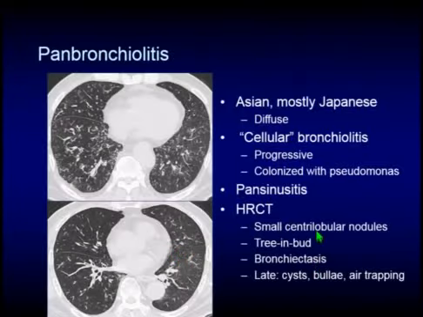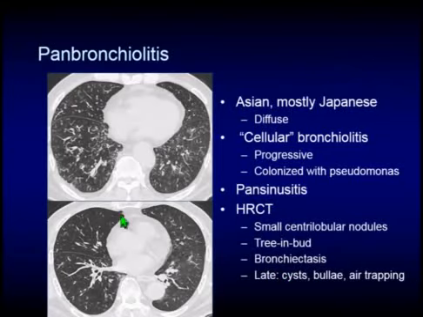Panbronchiolitis is seen in Asians, mostly Japanese. It's a diffuse pattern of cellular bronchiolitis. They can get colonized with Pseudomonas, and it's accompanied by pansinusitis. With HRCT, we often see small centrilobular nodules in a tree and bud fashion. As the disease progresses, we see more large airway involvement. In the later phases, we may see cysts, bullae, and air trapping.